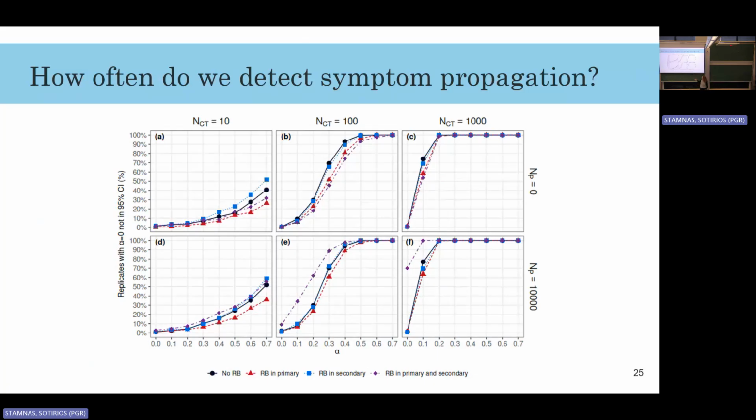For a true value of alpha equals 0 and reporting bias in both primary and secondary cases, we find significant support for symptom propagation in 80% of replicates. So we find evidence of symptom propagation in 80% of replicates, even though there wasn't any in the underlying data. The point here is to be really careful when you have reporting bias in contact tracing but not in population incidence, and you're putting those together.